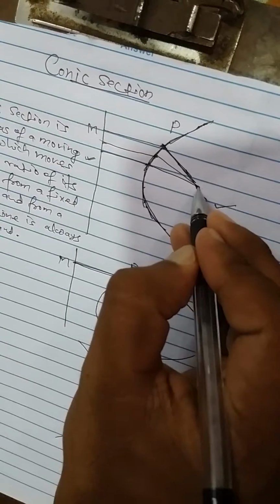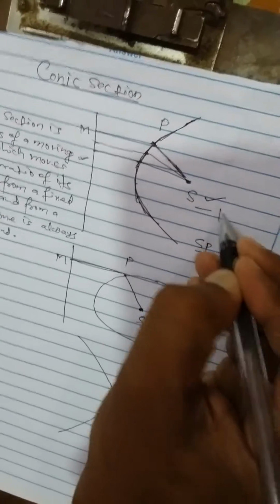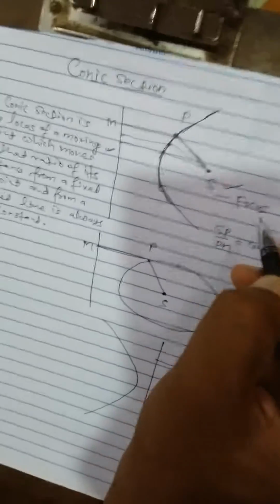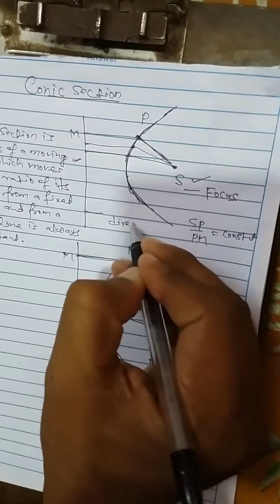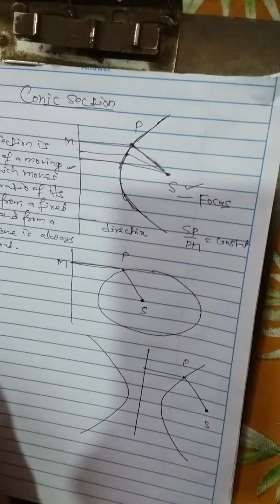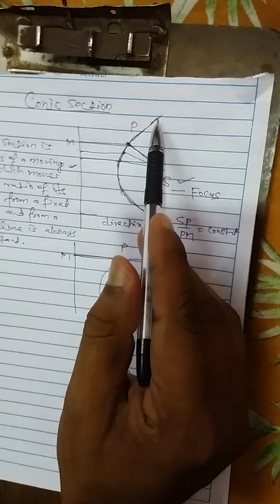Don't forget, this fixed point is called the focus of the conic section, whereas this fixed line is called the directrix of the conic section. First of all, what is a conic section?